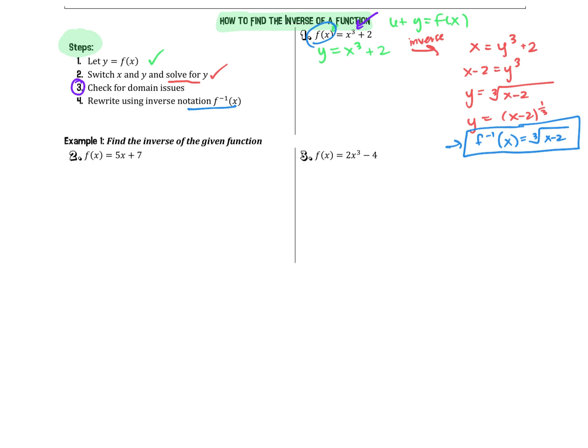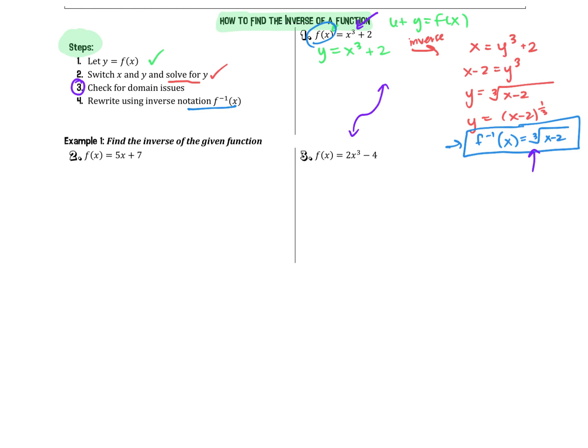In this particular function, we were looking at a cubic function. A cubic function, which looks something like this, has a domain and range of all real numbers. So does a cube root function, which we learned earlier in this chapter. So we don't have any domain issues that we need to be concerned about here. But if we have a square root function, if we have a quadratic whose inverse would be a square root function, we need to keep those things in mind. But don't worry, we'll get to examples like that.